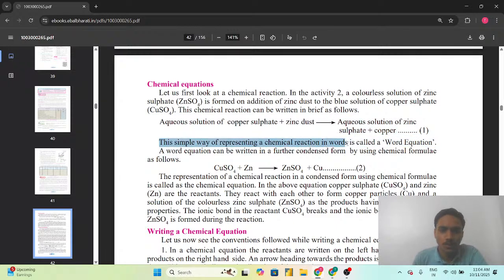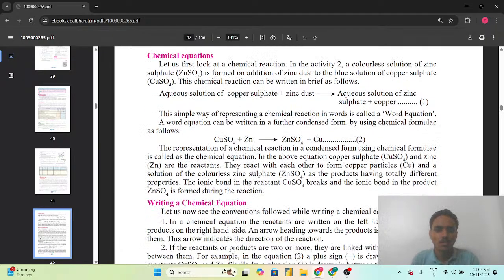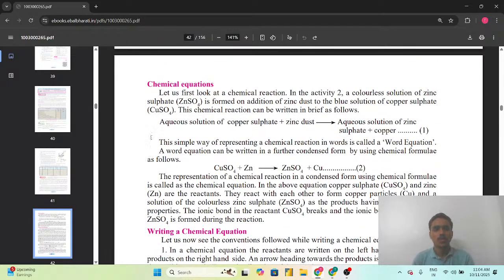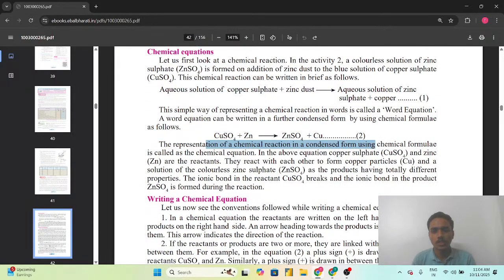This simple way of representing a chemical reaction is called the word reaction. The reaction expressed in terms of words is called the word equation. A word equation can be written in a further condensed form by using the chemical formulas, that is CuSO4 plus Zn gives ZnSO4 plus Cu. So this is the reaction which we have written here. This is the word equation form and this is the chemical equation form.